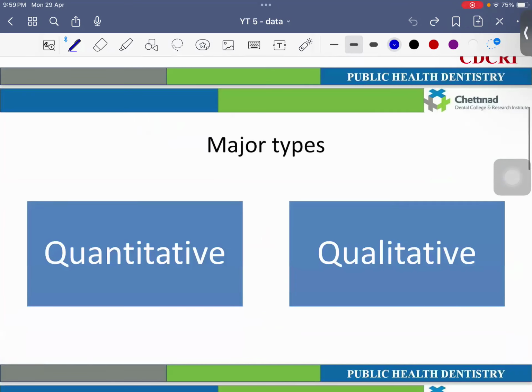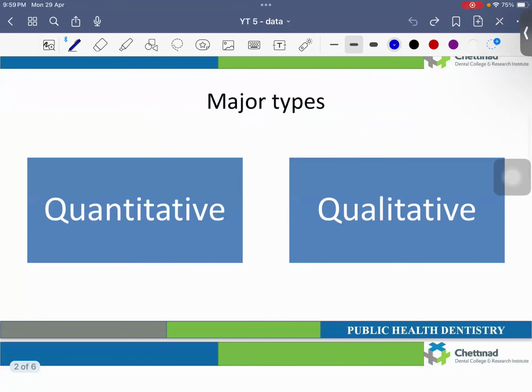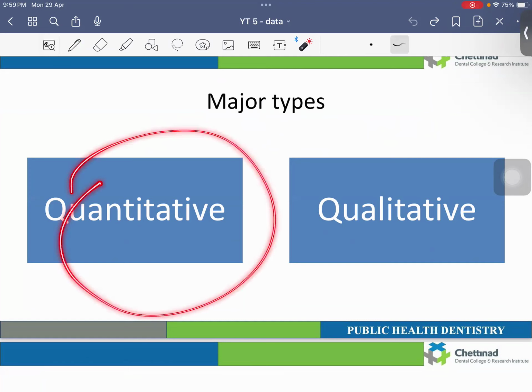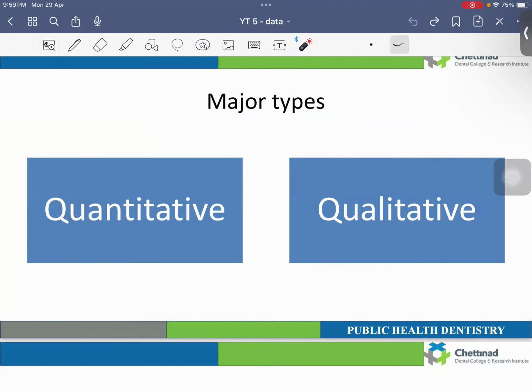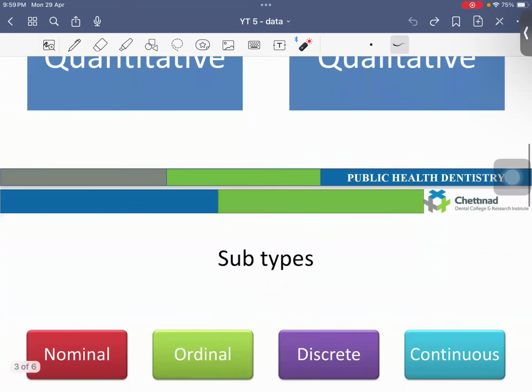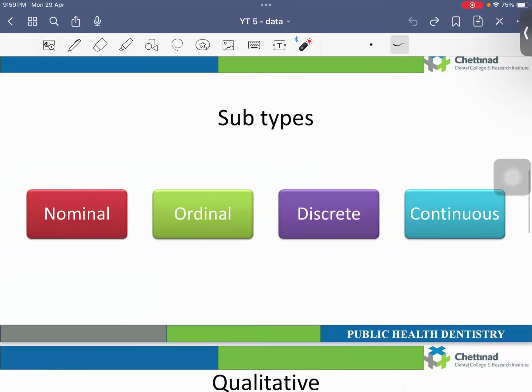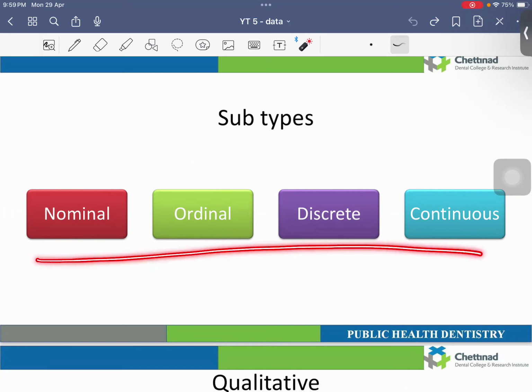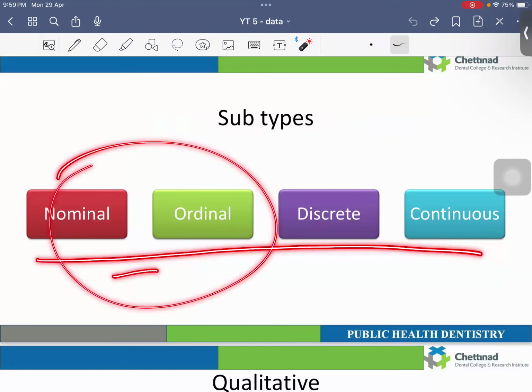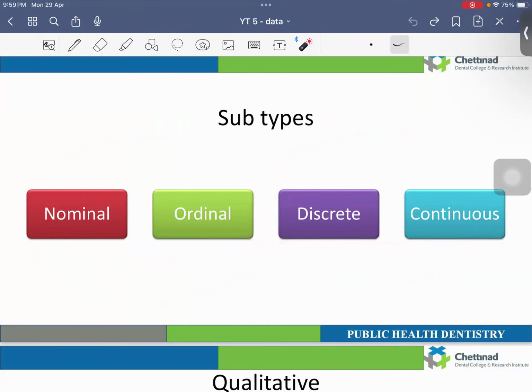Basically, there are two major types of data. There are some subtypes, but these are the two major types: quantitative and qualitative. I'll teach you what is qualitative first. After learning what is qualitative and quantitative, you can group these things under the two major types.